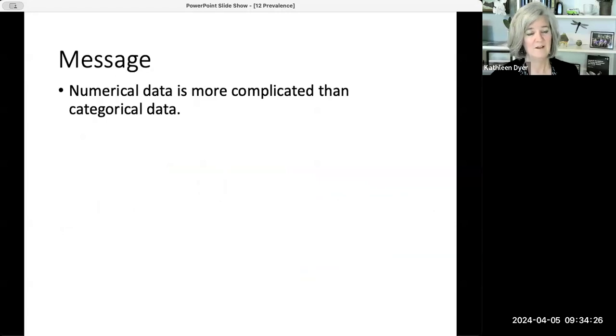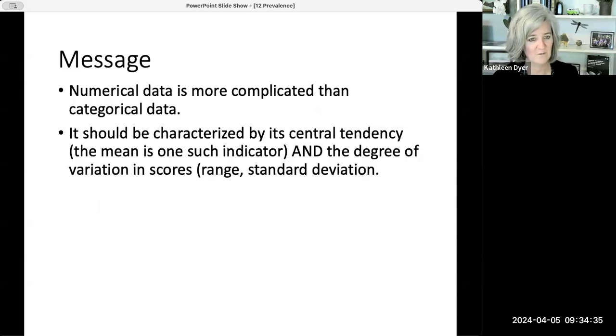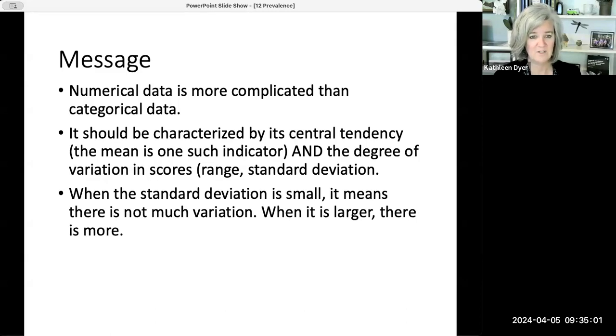To wrap this up, presenting numerical data is more complicated and frankly less intuitive than presenting categorical data. So this is a little bit harder. Anytime numerical data are being presented, the scientist is going to include two things: central tendency, which is often depicted through the mean, through a statistical mean, and the degree of variation in the scores. And this is typically presented with a range and a standard deviation. When the standard deviation is small, it means there's not much variation. When it's larger, there's more variation.